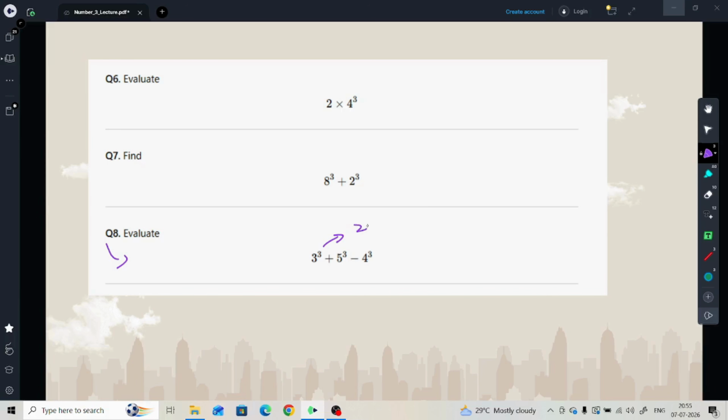So 3 cube is actually 27, 5 cube is 125, and minus 64. So this will become how much? 152 minus 64, and 152 minus 64 is how much? That will be around 98 if I'm not wrong. Okay, if I'm fine with my calculations, 98 or 88, I think. 88 if I'm not wrong. Yes, 88 should be the correct answer. Fine. Let's just move on.